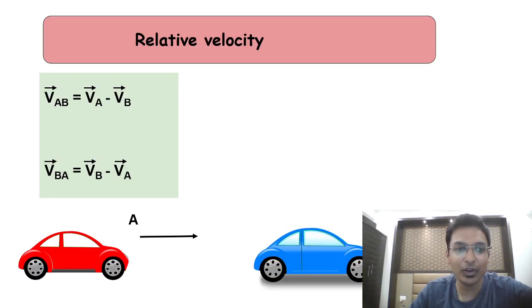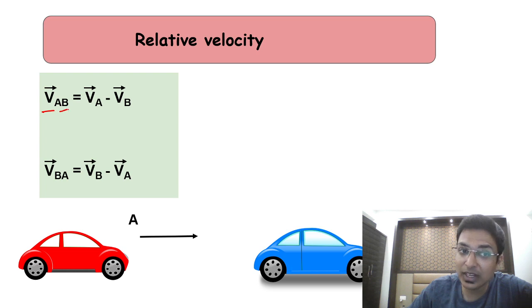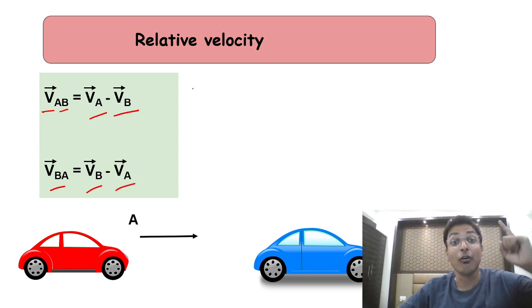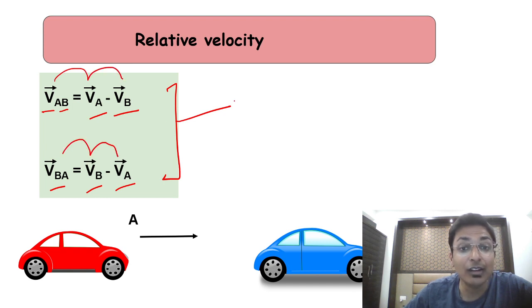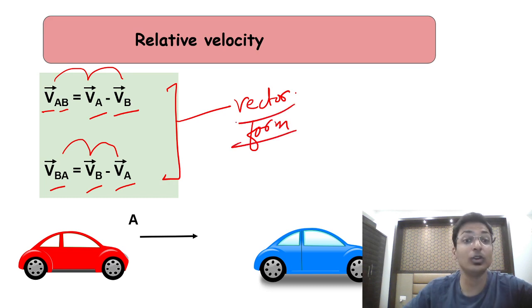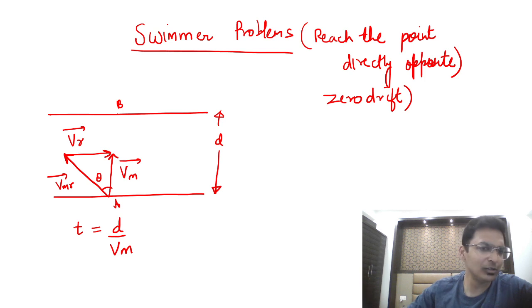Okay, moving forward, relative velocity. So what is the velocity of A with respect to B? It is velocity of A minus velocity of B. Velocity of B with respect to A is velocity of B minus velocity of A. What is the important point, guys? The important point is that all these are in vector forms. Okay, they are in vector forms, they are not scalars, so don't just put the magnitude, you have to write in vector form.